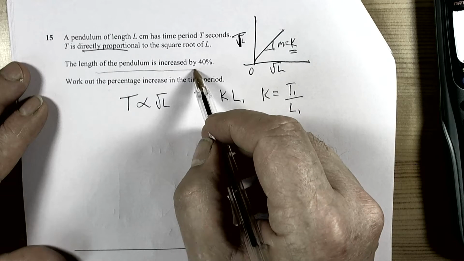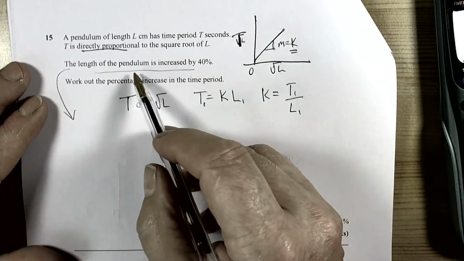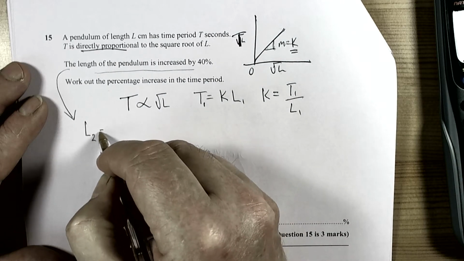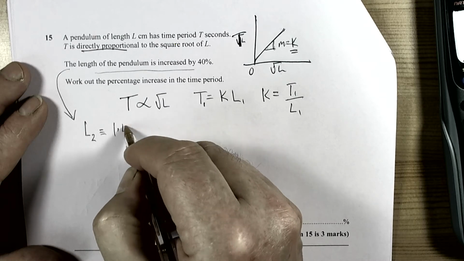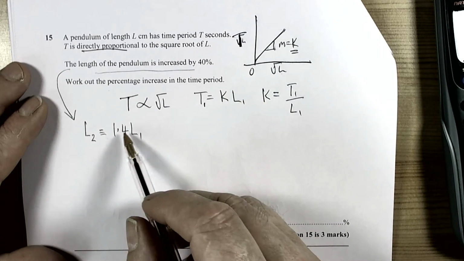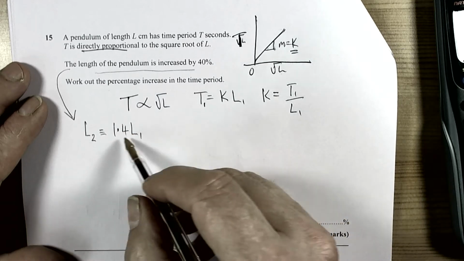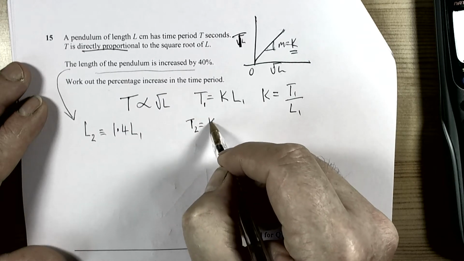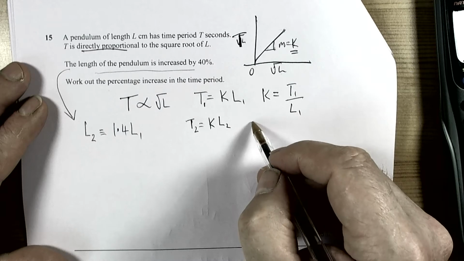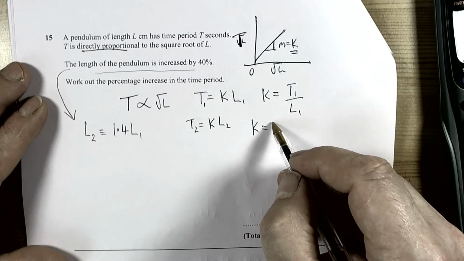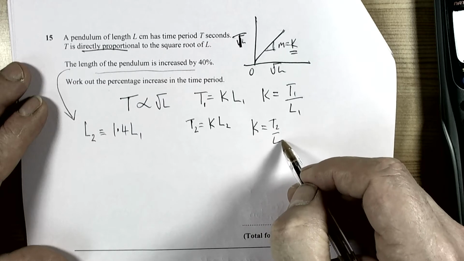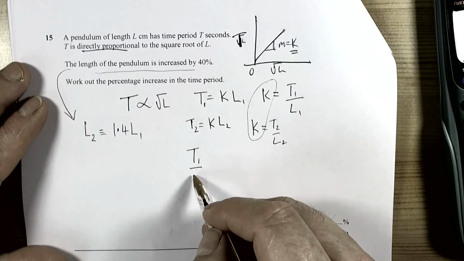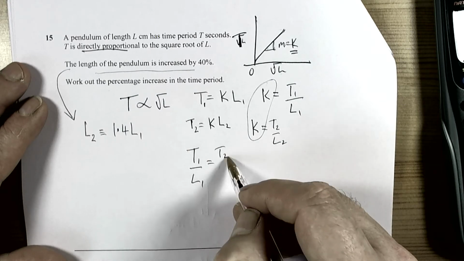Now in the second conditions, it's telling us that the pendulum length is increased by 40%. So the length of the pendulum L2 is equivalent to 1.4 times L1, an increase of 40%. So we now know that the second conditions tell us that T2 would equal k times L2. K is a constant, so k would be equal to T2 over L2. But because k is a constant, we know that the relationship says that T1 over L1 is equal to T2 over L2.